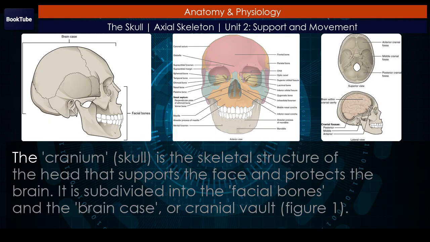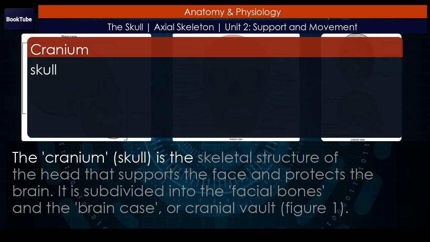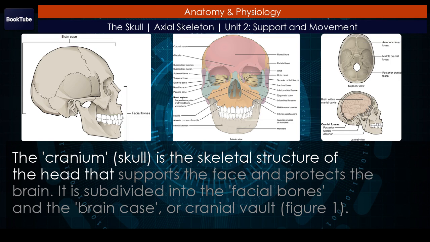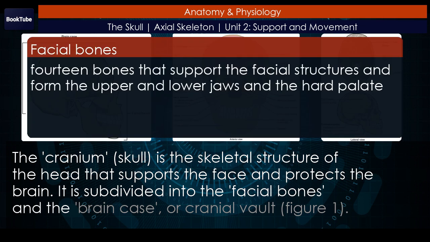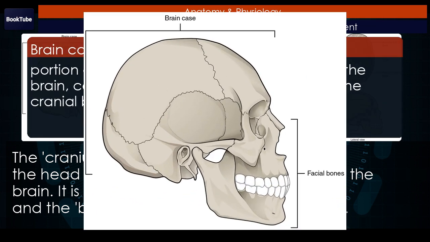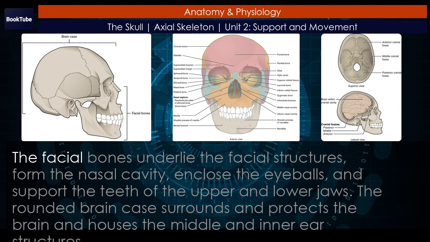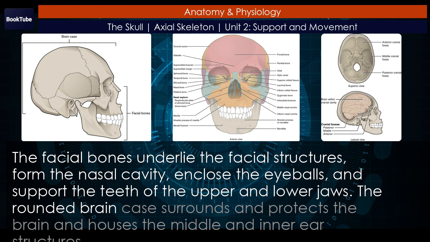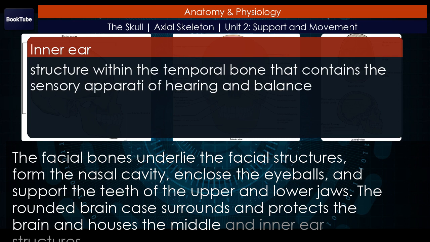The skull, or cranium, is the skeletal structure of the head that supports the face and protects the brain. It is subdivided into the facial bones and the braincase, or cranial vault. Figure 1. The facial bones underlie the facial structures, form the nasal cavity, enclose the eyeballs, and support the teeth of the upper and lower jaws. The rounded braincase surrounds and protects the brain and houses the middle and inner ear structures.